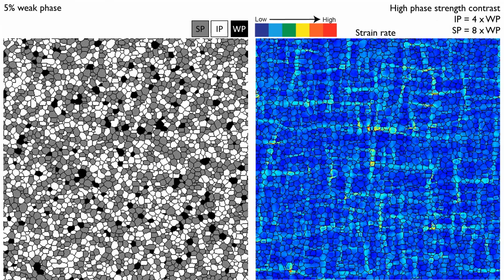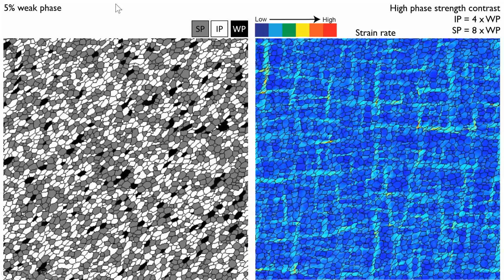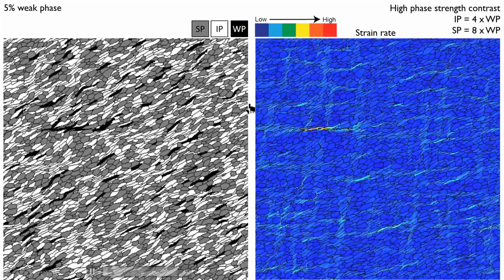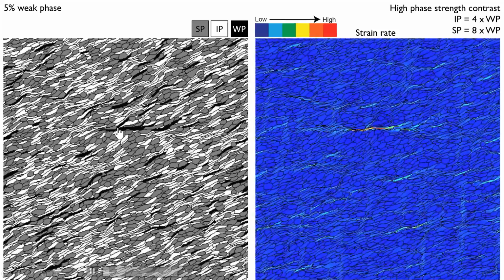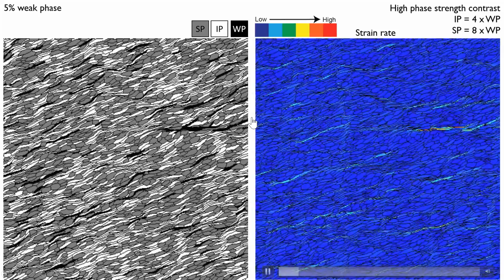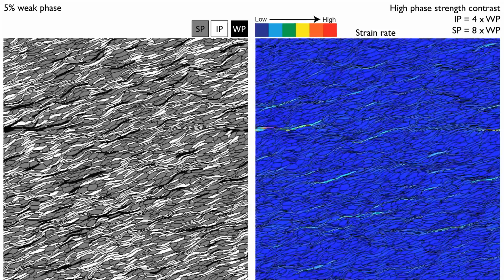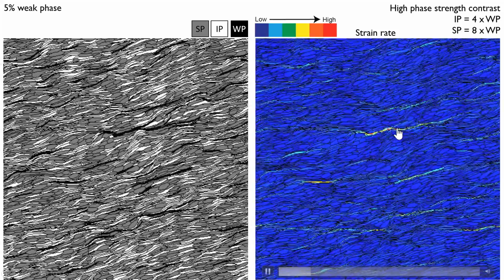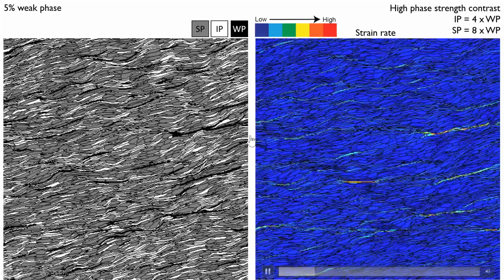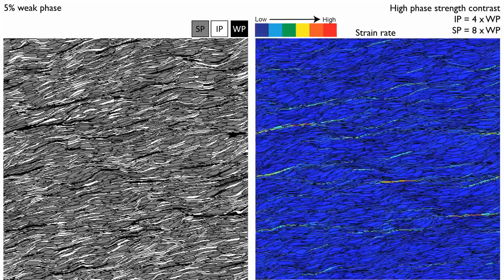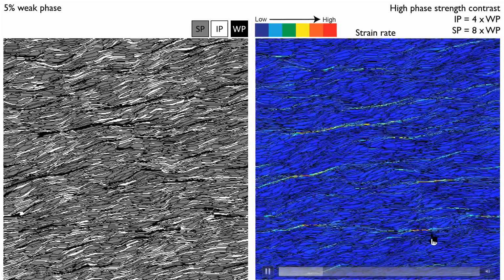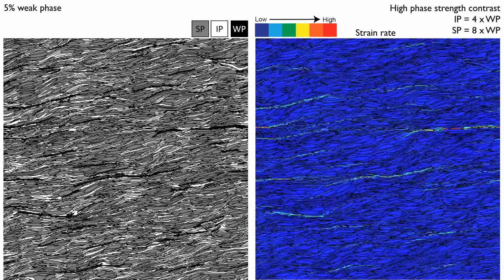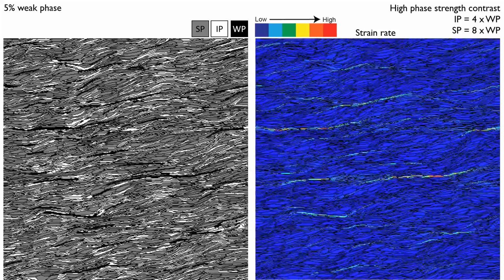So let's get underway. You can see fairly early on that the minerals align to the S plane, and then layers of weak phase connect up, and then they rotate toward the C plane. So we've already got some C plane parallel layers through here. If you look over here, those C plane parallel layers are the regions that have the highest strain rate. So here's a high strain rate, here's a high strain rate. These weak phase layers that are parallel to the C plane are really partitioning the strain rate in these models.